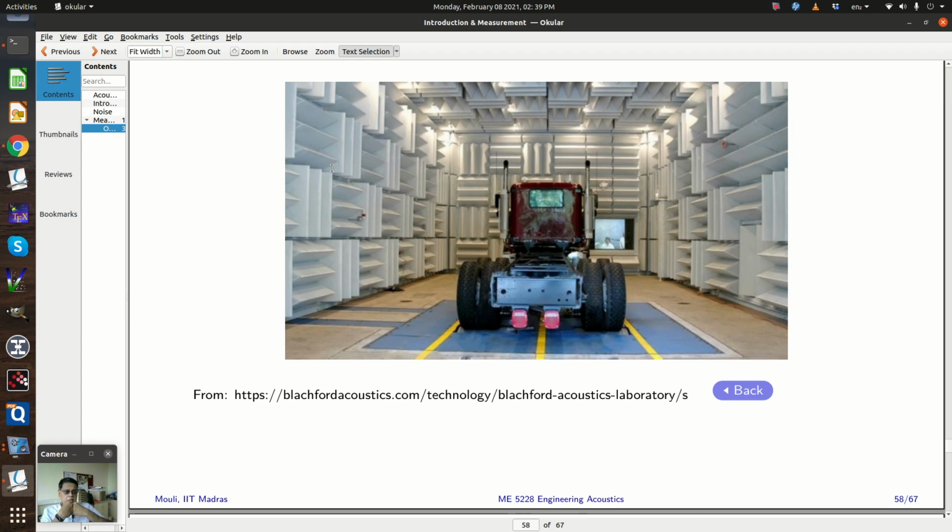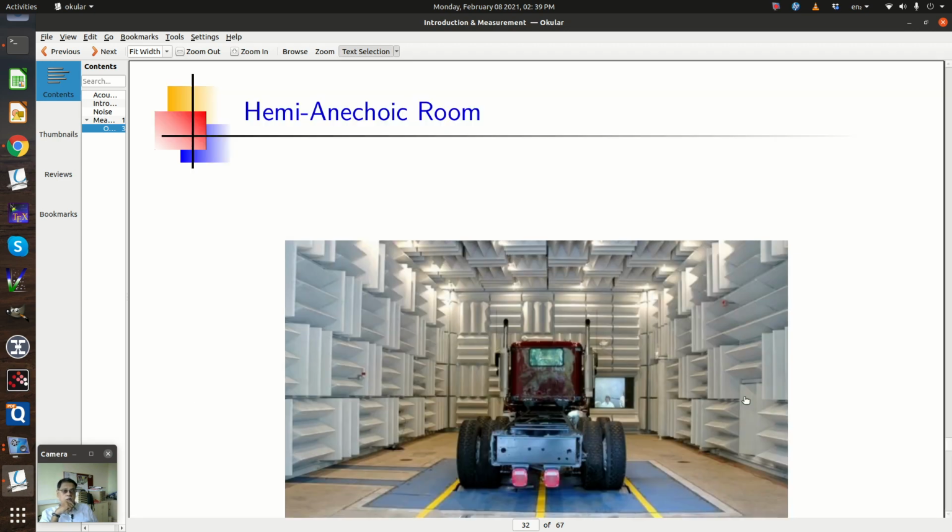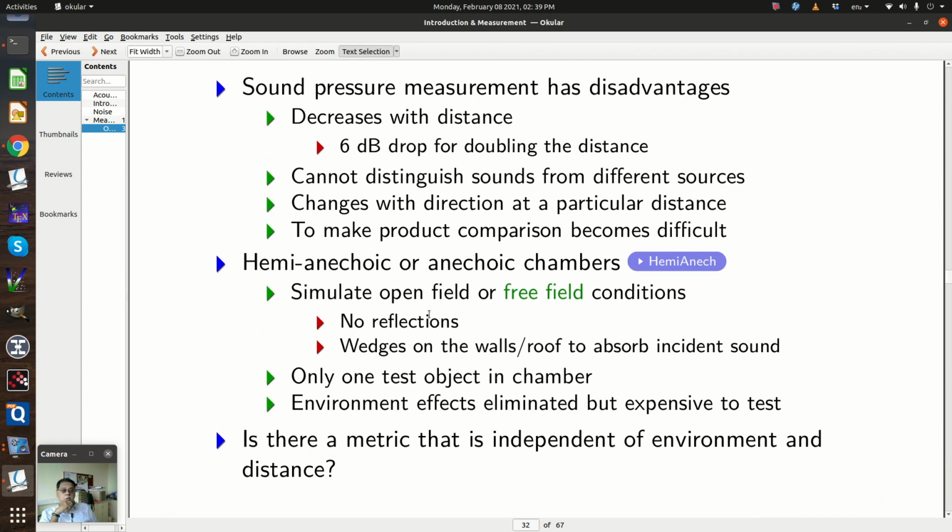So effectively the sound generated from the machine is not reflected back. This is called anechoic. Of course this is a hemianechoic chamber because the ground you can see is a reflecting surface. A fully anechoic chamber will also have these wedges on the wall and on the floor. So to simulate open field, you can test only one object in the chamber. The environment effects are eliminated, but it is very expensive to create such a thing and then test this.